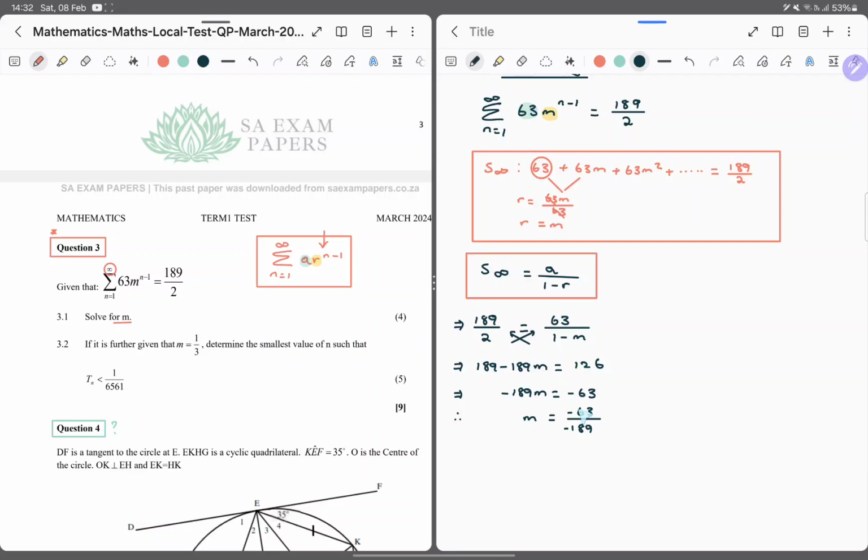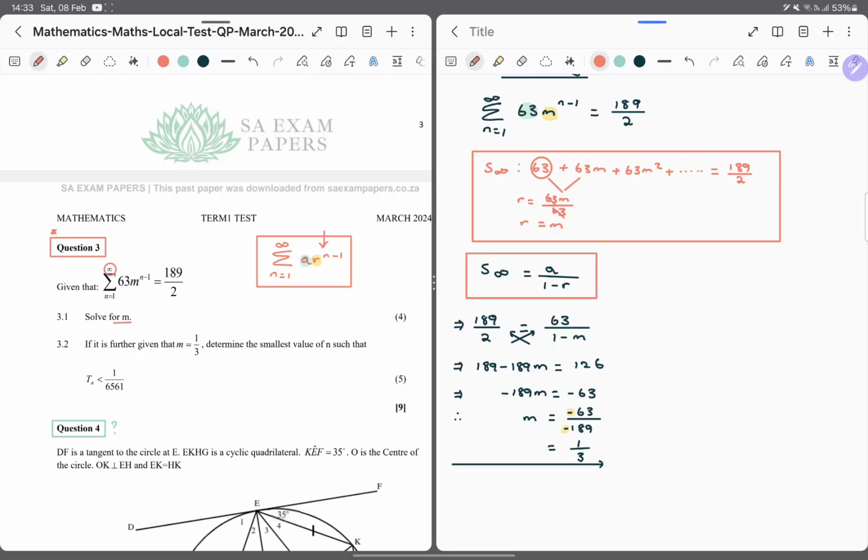Now we know that 63 goes once to itself, divided by, goes 3 times to 189. Again, if you don't know this, anyway, anyhow, now of course negative divided by negative is a positive, so it's a third. Nice and easy. We've solved for m.